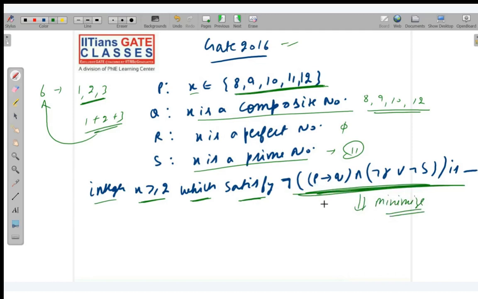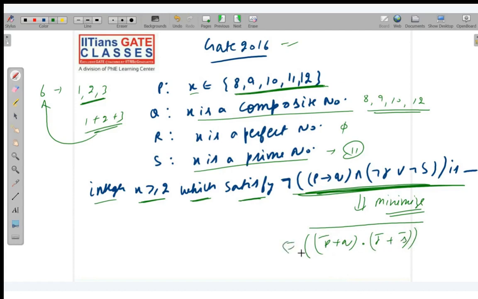So see this. How to minimize it? I have told you many times: you just convert it into Boolean algebra and try to solve it. You will get the answer. So P implies Q is what? P bar plus Q dot R bar plus S bar, and whole not. Please try to apply brackets, otherwise there will be a problem. So P bar plus Q dot R bar plus S bar whole bar.